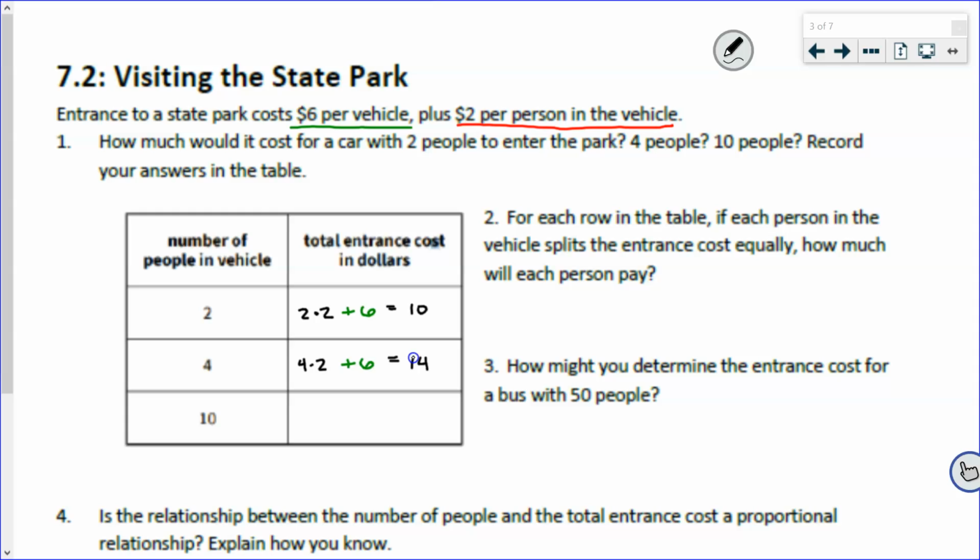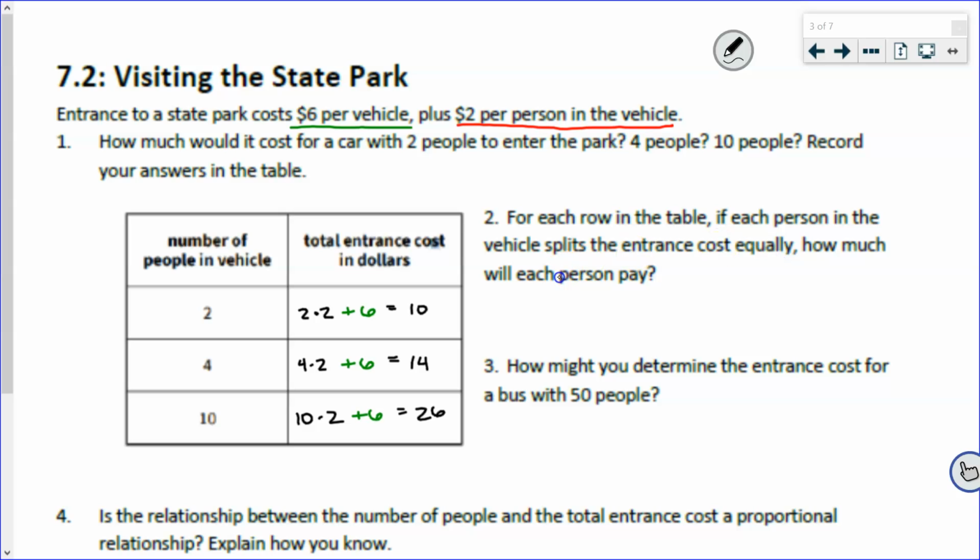What about 10 people? Now this is going to have to be a bigger vehicle, right? But 10 people are squeezing into that vehicle. Let's go with Seth. How'd you get there? 10 times 2 plus 6 is equal to 26. 10 people times the $2 per person plus the $6 for the vehicle going into the state park for 26.